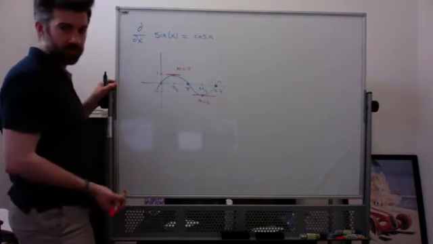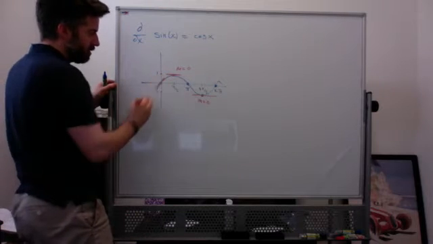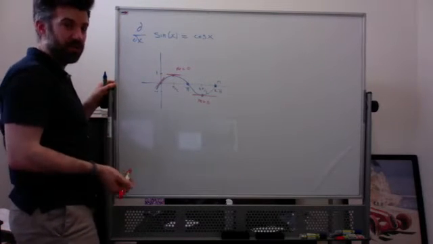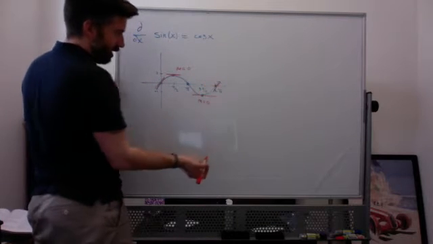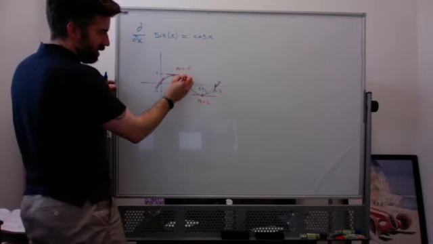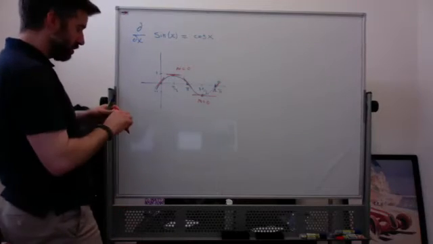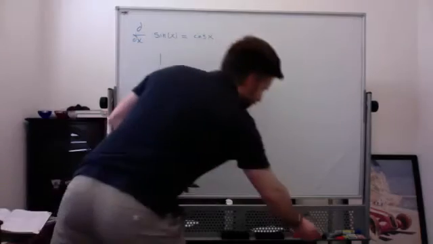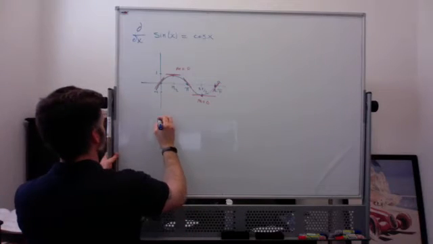And then at this point here, that tangent line looks like the slope could be 1. Same deal over here. The tangent line looks like it could have a slope of 1. And here, it looks like the slope could be negative 1. So here's what I'm going to do. I'm going to graph those points where the y values are now the slopes.